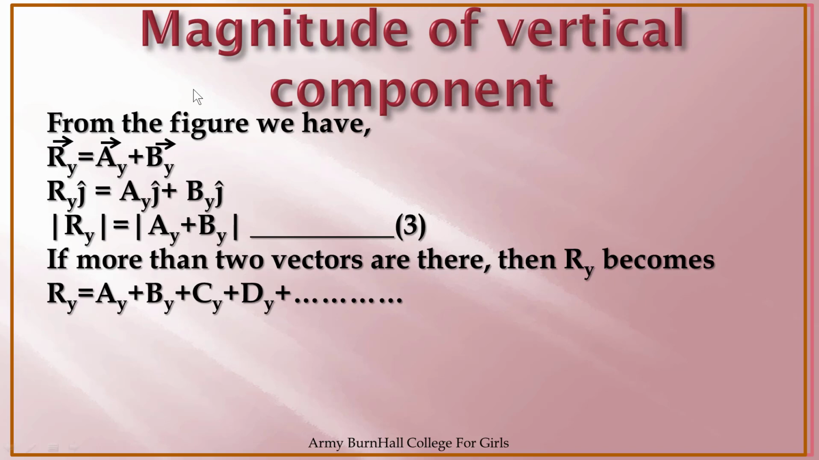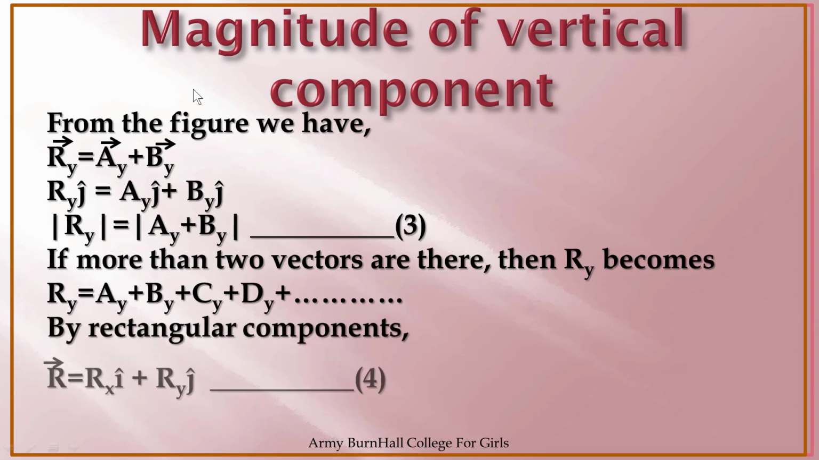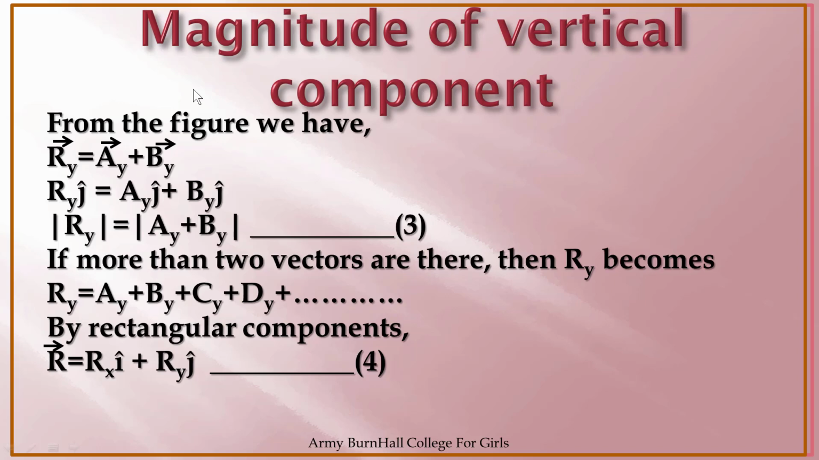Now we will calculate the resultant vector. By rectangular components, we know that vector r is equal to Rx i plus Ry j. We know that if we add its horizontal and vertical components, we will get the resultant again. Okay, r is equal to Rx i plus Ry j. We have done this in resolution of vectors.